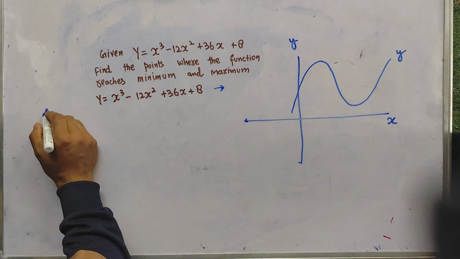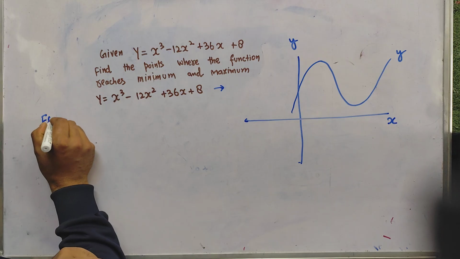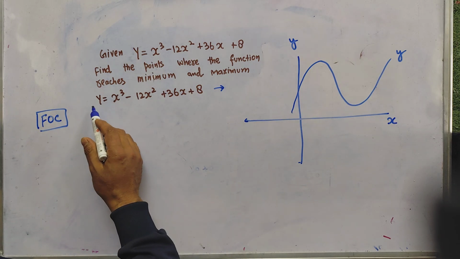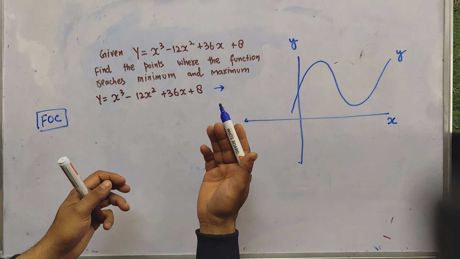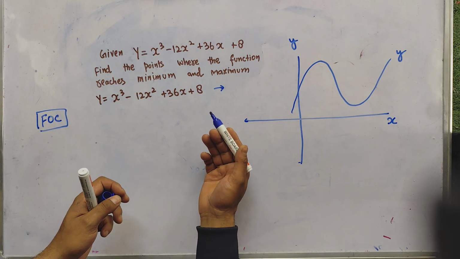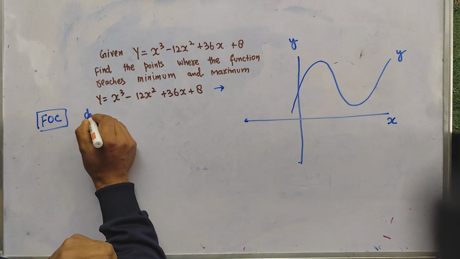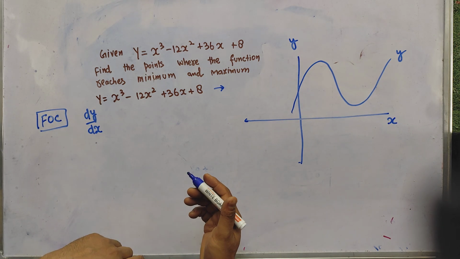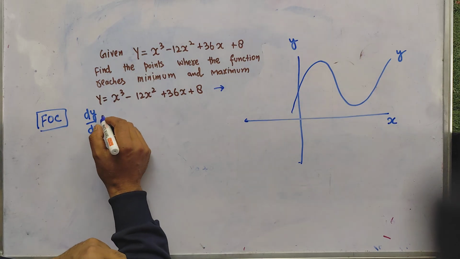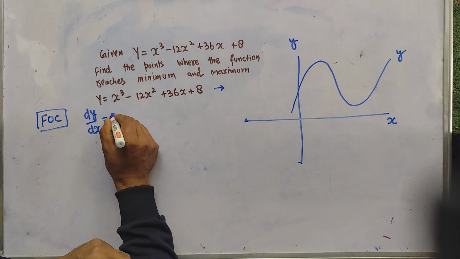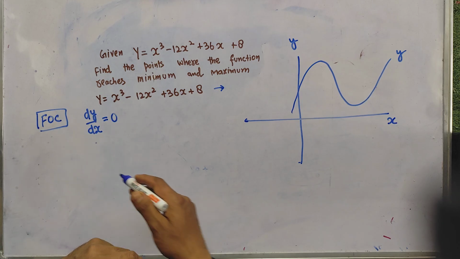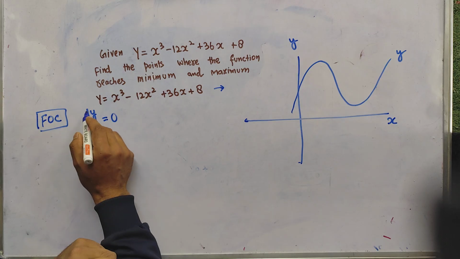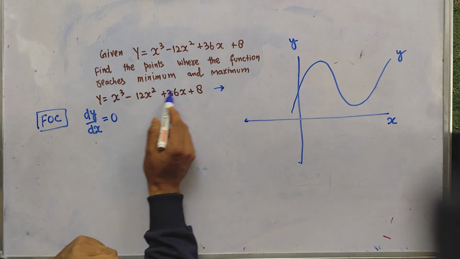So first order condition for optimum requires that we take the slope of this function and set it equal to 0 to find out the point where slope is equal to 0. That means dy upon dx. So first order condition is simply we find out the point where slope is equal to 0, so that means dy upon dx should be equal to 0. This condition satisfies the condition where slope of the function is equal to 0, which dy upon dx is derivative of this function with respect to x.